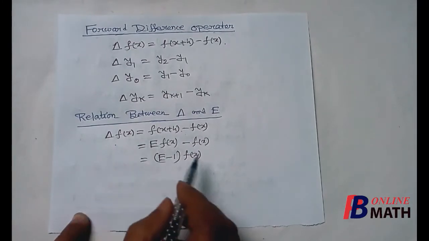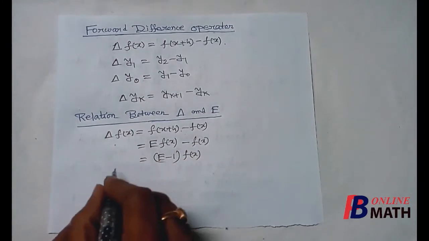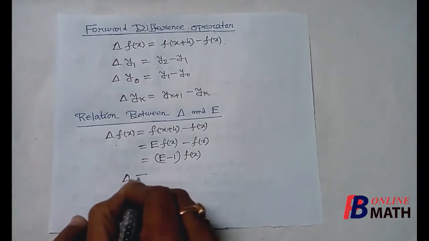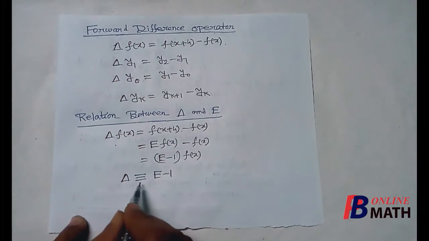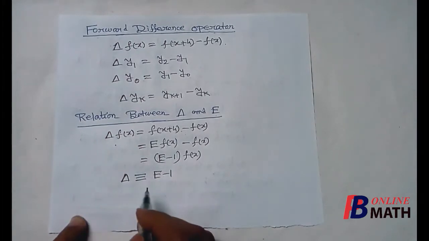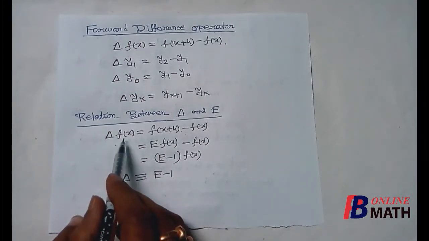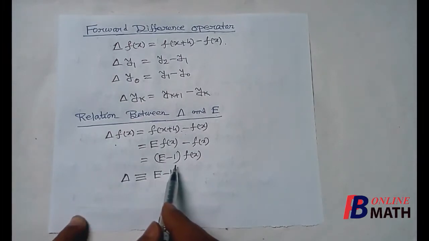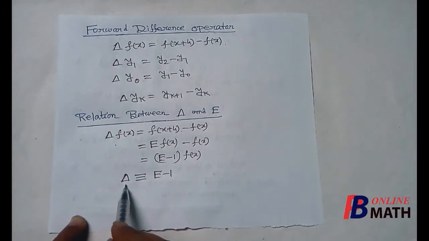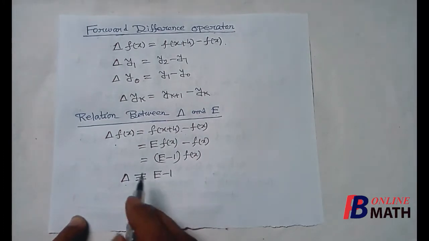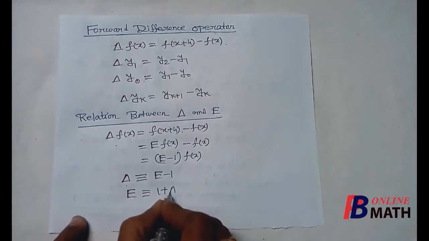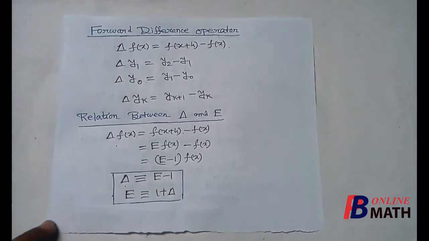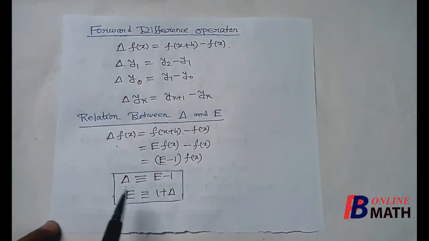So if we cancel f(x) from both sides, then we find that delta is equivalent to E minus 1. We cannot write delta equal to E minus 1 because these two are operators. So if we apply delta on f(x), then it is equal to applying E minus 1 on f(x). So this delta operator is equivalent to E minus 1, or E is equivalent to 1 plus delta. So this is the relation between E and delta.